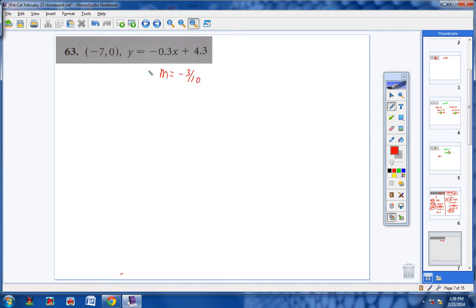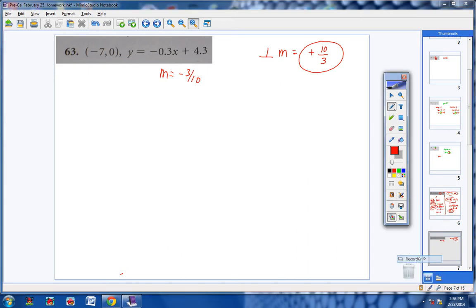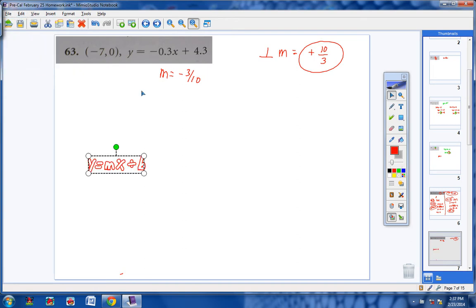So, if the slope of my given line is negative 3/10, then my perpendicular slope would be, change the sign, positive, and flip the fraction, 10/3. So I know what m is. Now all that I have to do is find b. And of course our formula for finding b is y equals mx plus b. So we'll pull that right over here. And here we go. Here's my ordered pair. So for y I'm going to substitute 0. For m I'm going to substitute 10/3. For x I'm going to substitute -7.